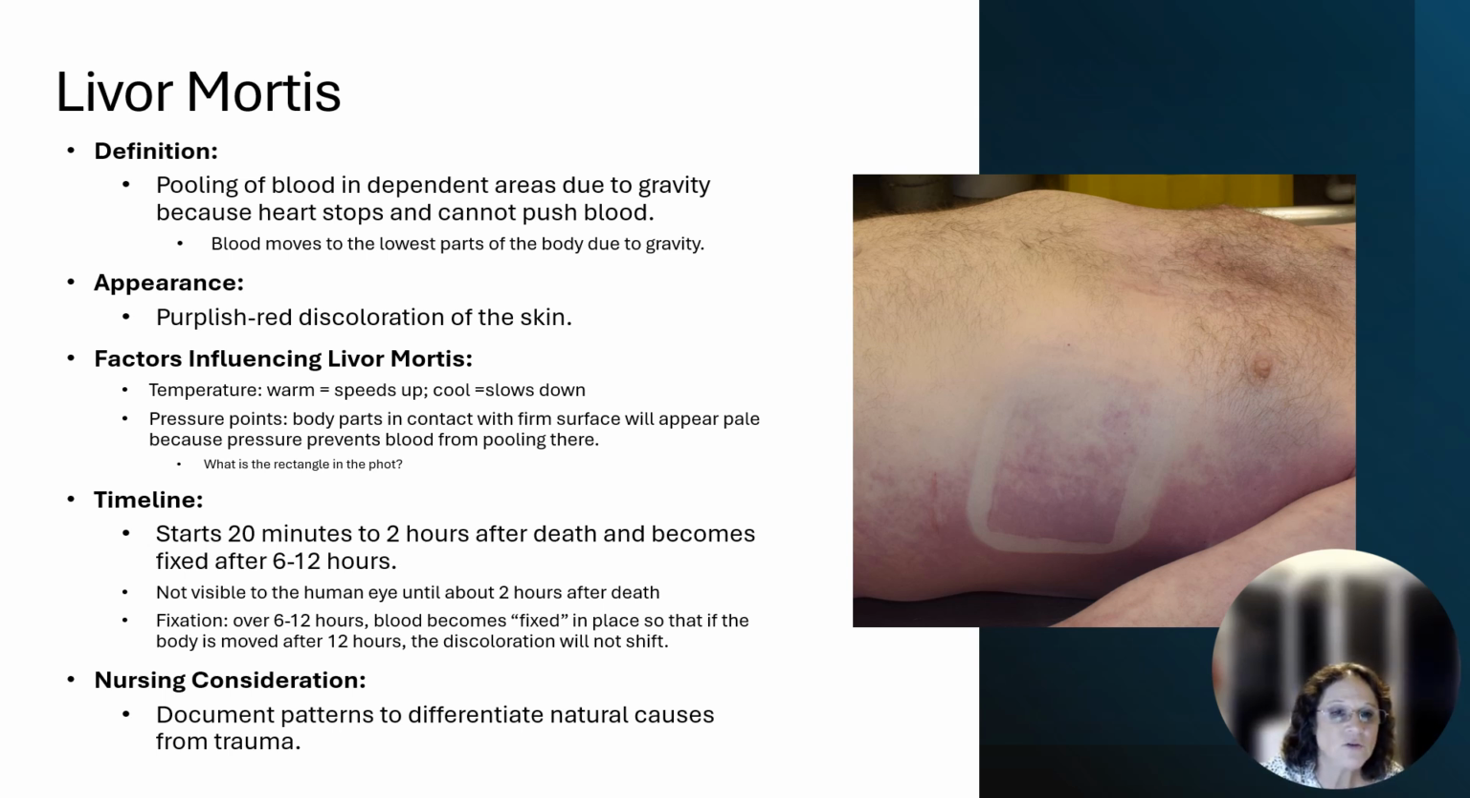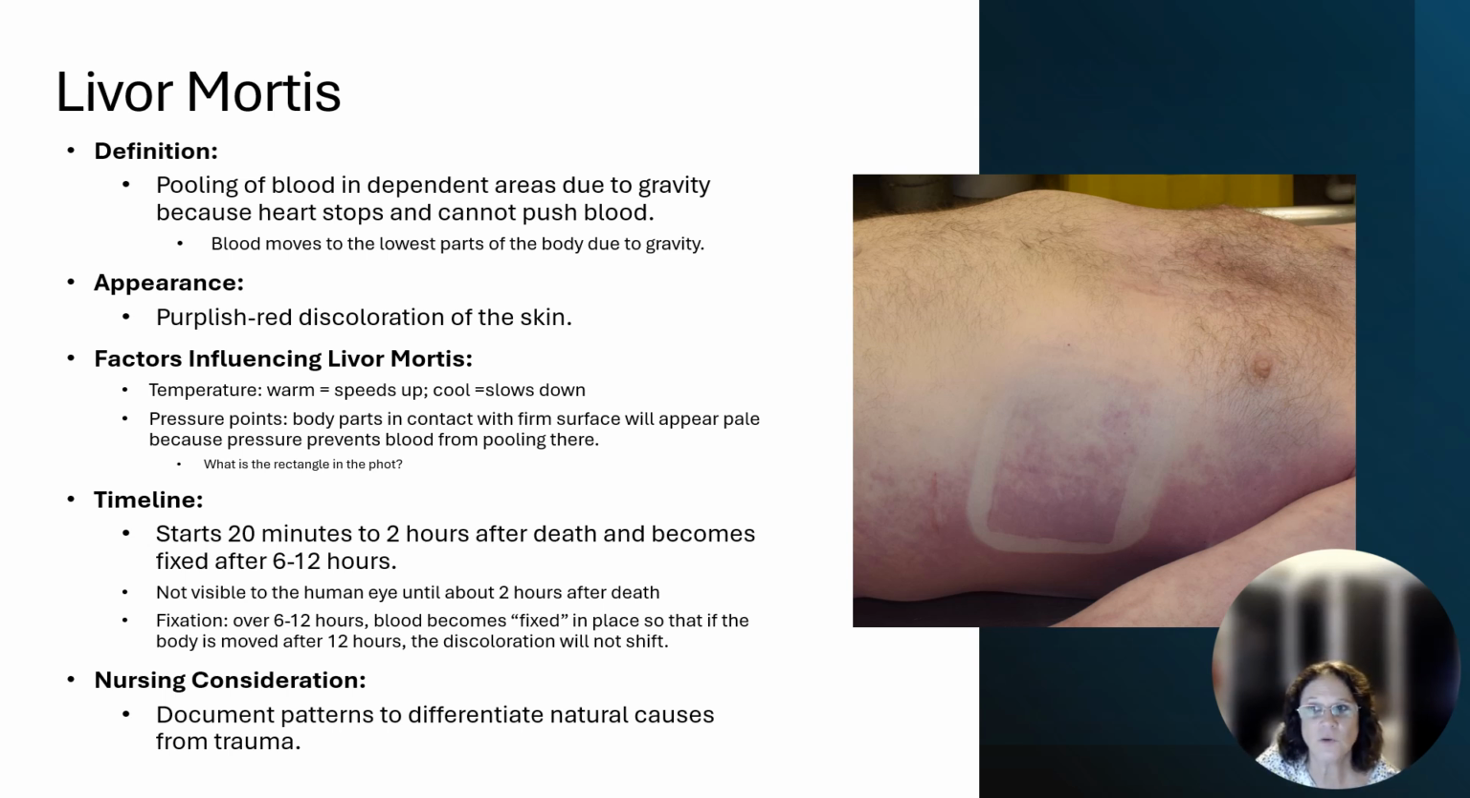Some of the factors that influence livor mortis is the temperature. The warmer the temperature, the faster this happens, and the cooler the temperature of the environment that they're in, the slower it happens. So pressure points as well. Body parts that are in contact with firm surfaces are going to appear very pale because pressure there is preventing blood from pooling. Again, looking at that rectangle here, you can see that there was pressure.